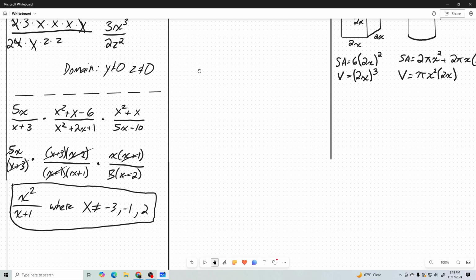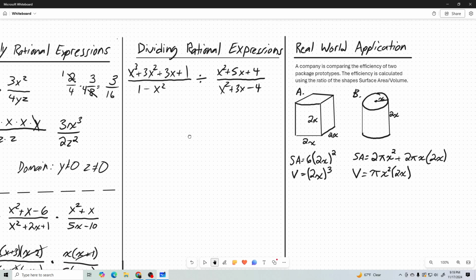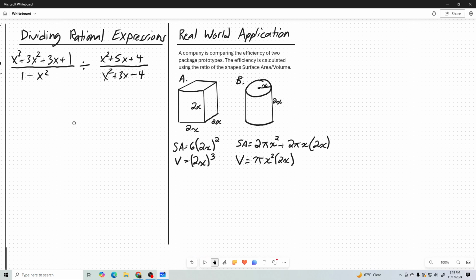All right, so that was multiplying. Now let's divide. And really dividing is the same thing as multiplying, we just have to add one step. And it's the step that makes me hungry every single time.